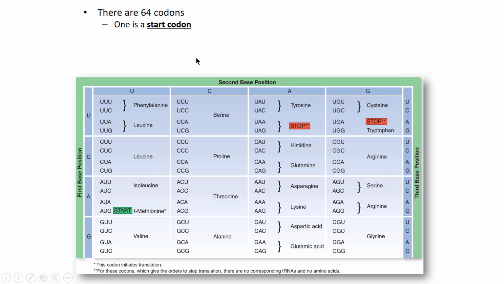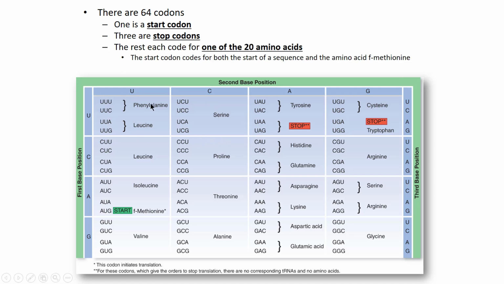Of those, we have one special start codon, which always goes at the very beginning of the sequence. And then we have several designated stop codons, which always occur at the end of the sequence. Everything else will occur variably in between from any of the other codons that you see here, and they each code for one of the 20 different amino acids.